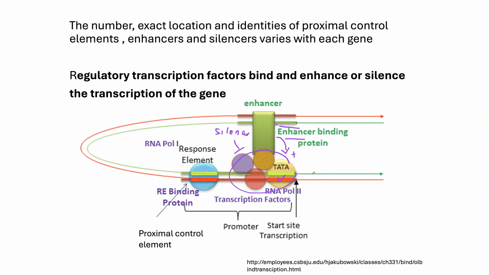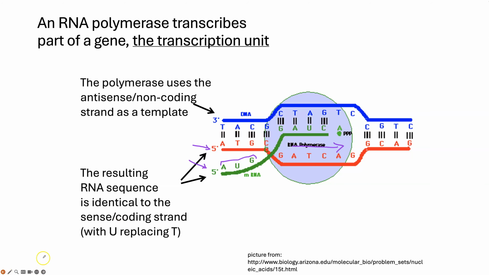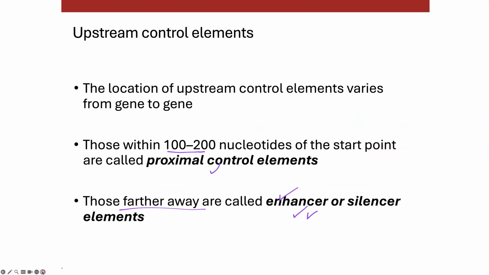So hopefully that's clear. This is a lot of detail, but this is just to show you that it's way more complicated than what we're probably going to talk about in the class. And the key thing here is that they can enhance or silence different genes, meaning the transcription of those genes, and that there are tissue-specific sets of these.